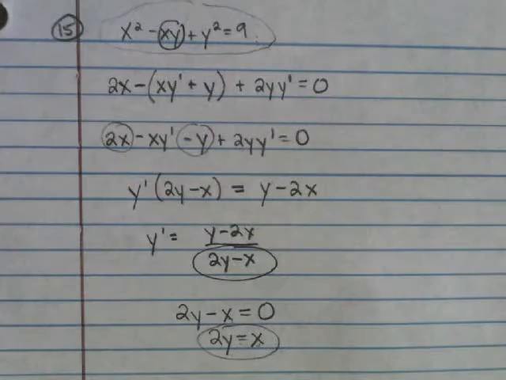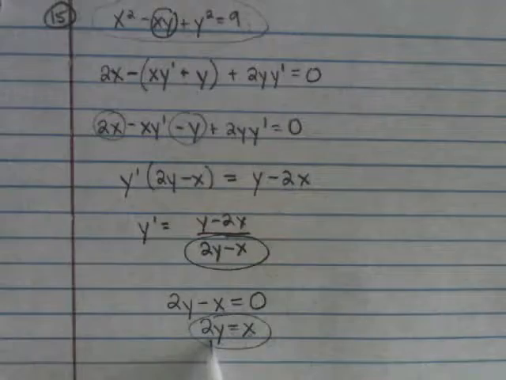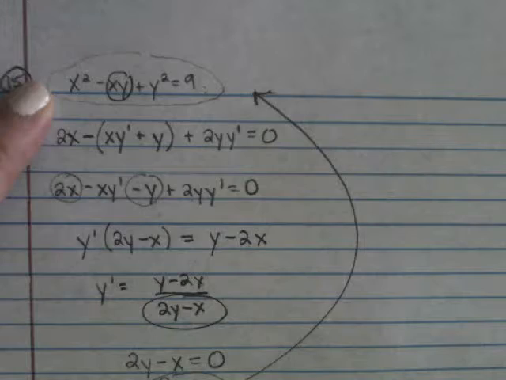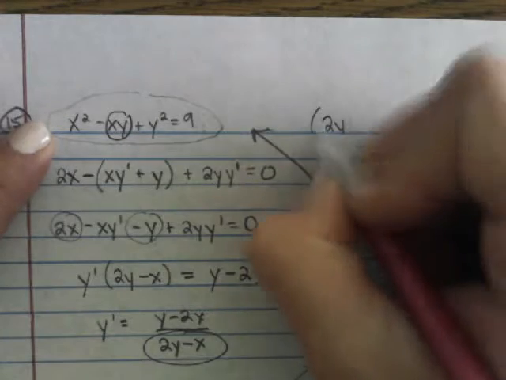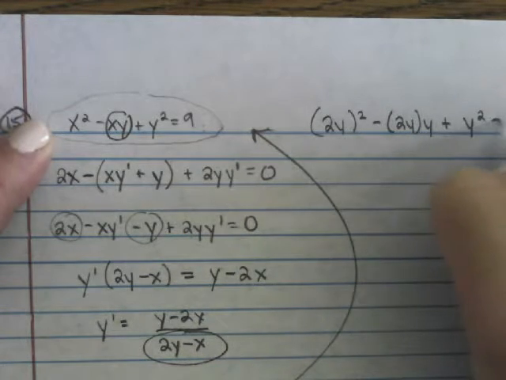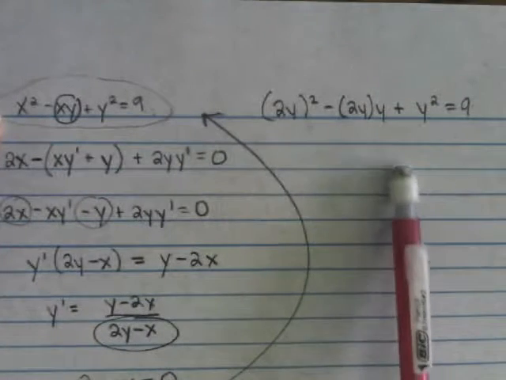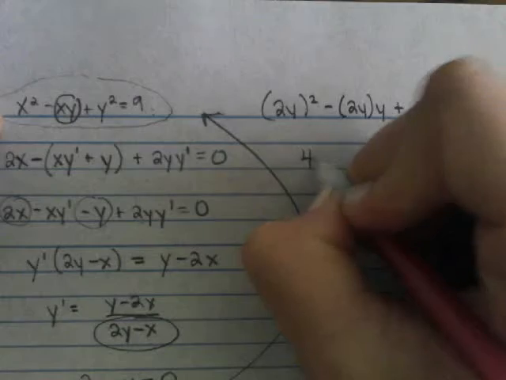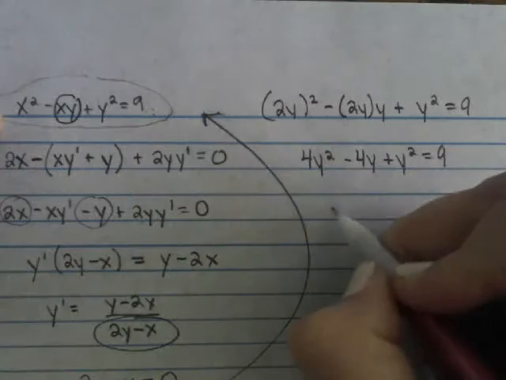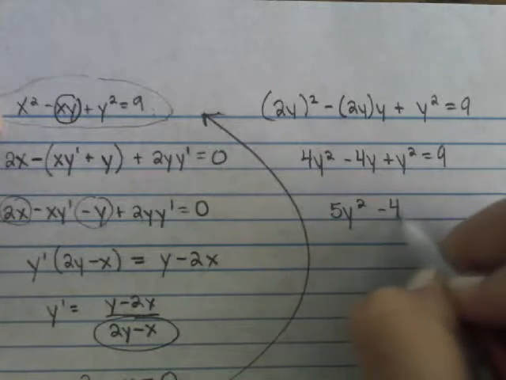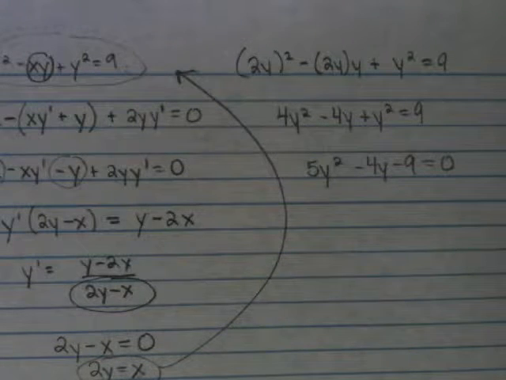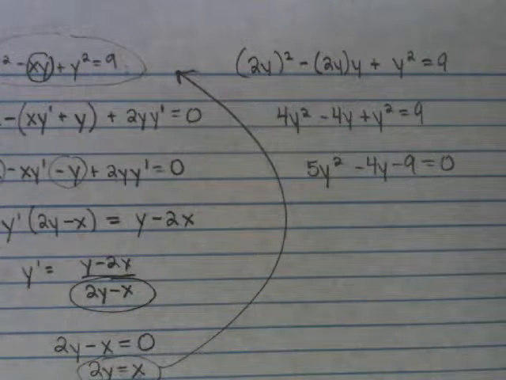So I'm just going to go back up and sub that into the original. All my x's I'm going to replace with 2y. And then I'm going to solve. So 4y squared minus 4y plus y squared equals 9. It's a quadratic. 5y squared minus 4y minus 9 equals 0. Oh dear. I'm going to say that's not factorable.